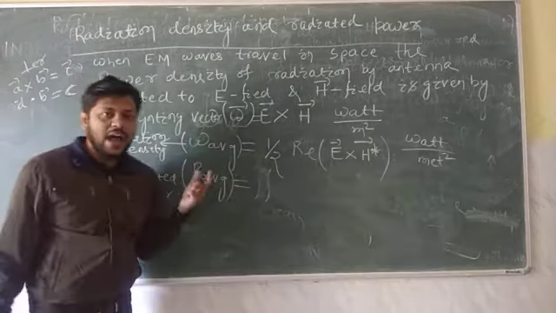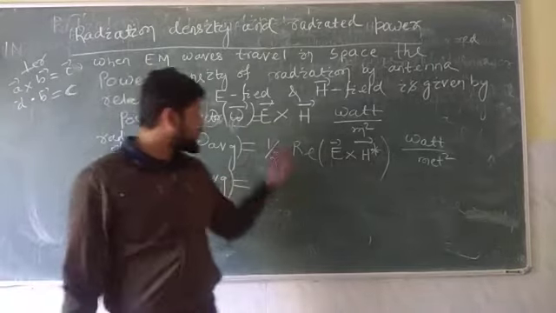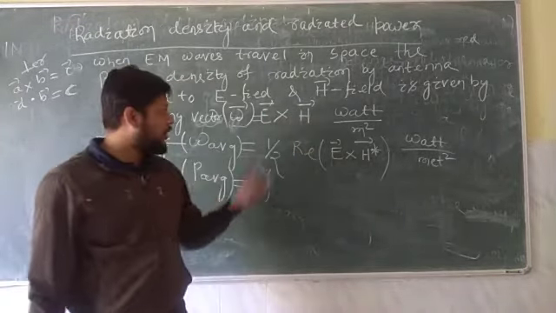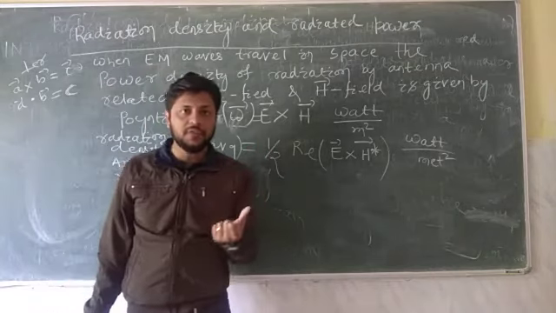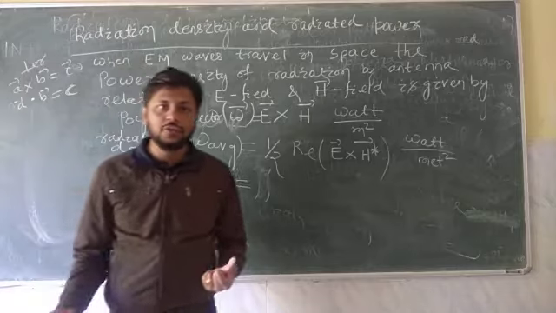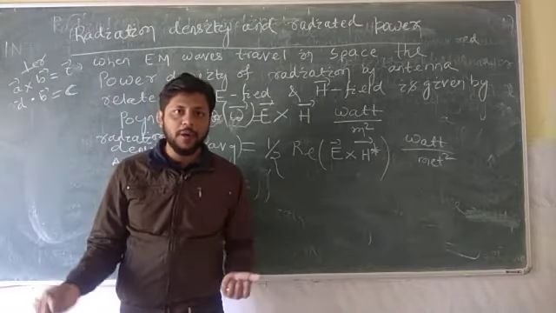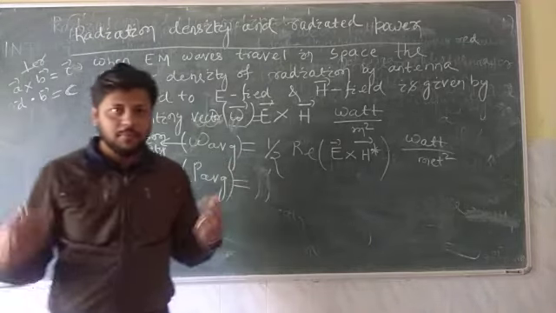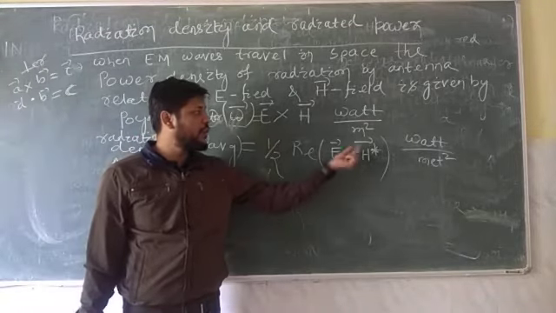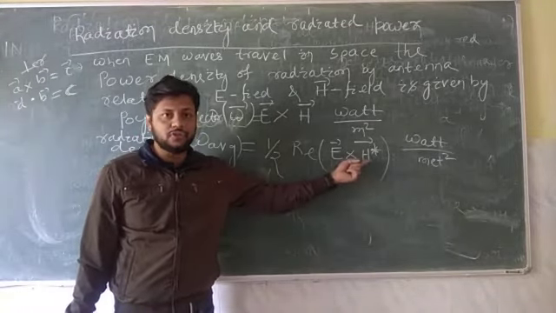But we need only average power. Why average power? Because this can be a complex quantity. The total complex power is known as your complex power, where we have active power and reactive power. But the useful power is your average power only. So that's why I have taken half times the real part of E cross H star. H star means H conjugate.